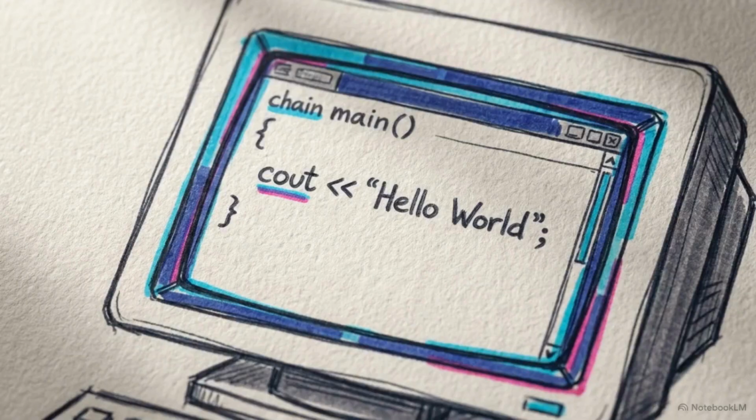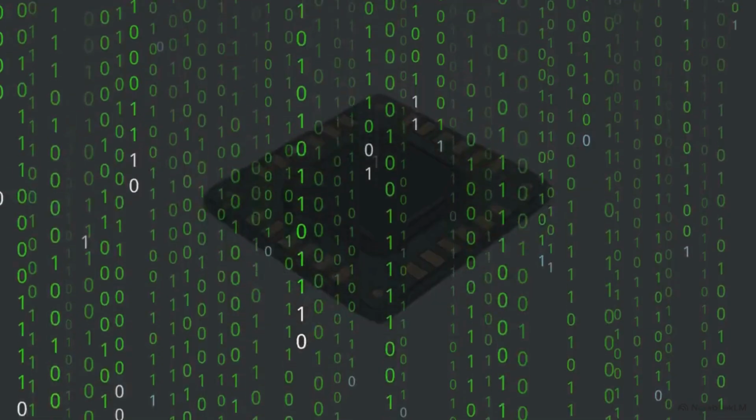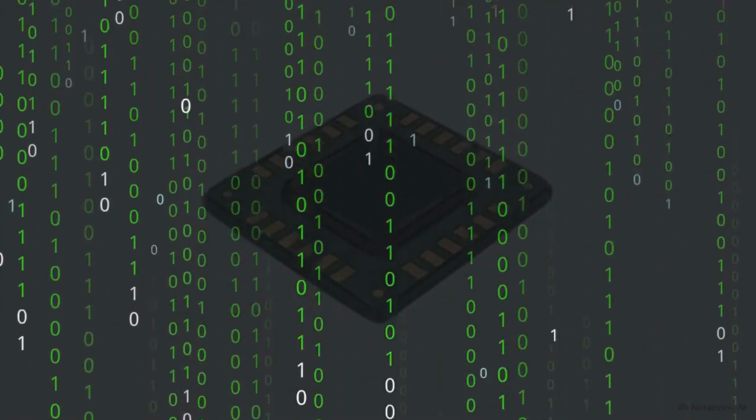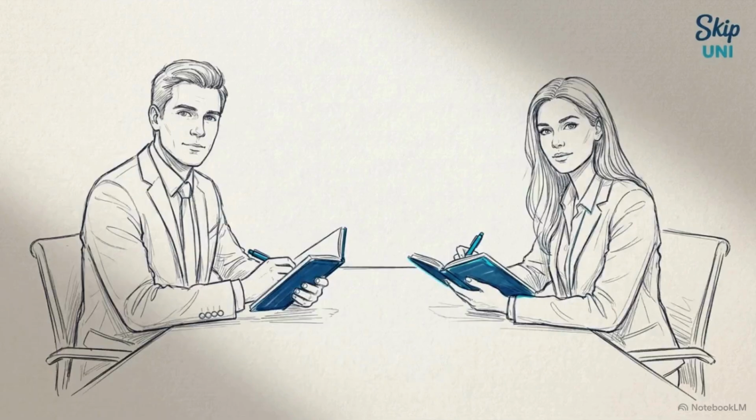If you type "Hello World" into a text editor, a computer has absolutely no idea what you mean. It only understands electrical signals, zeros and ones. So how do we bridge that gap? Unpacking the exact translation process between human text and machine action is one of the most common technical interview questions you will face. Welcome to Skip Uni.